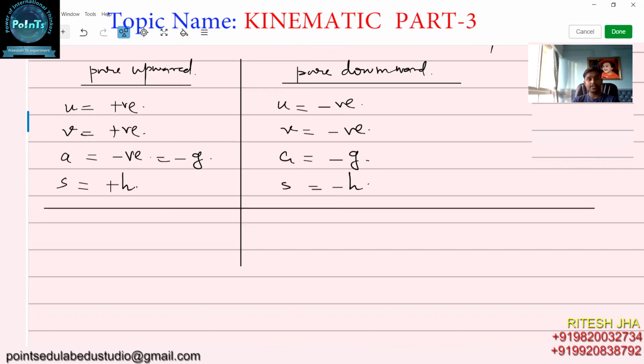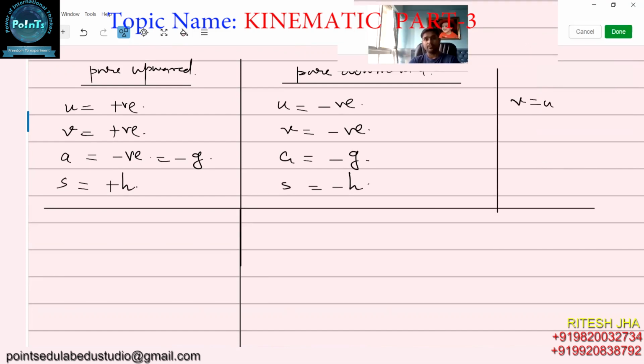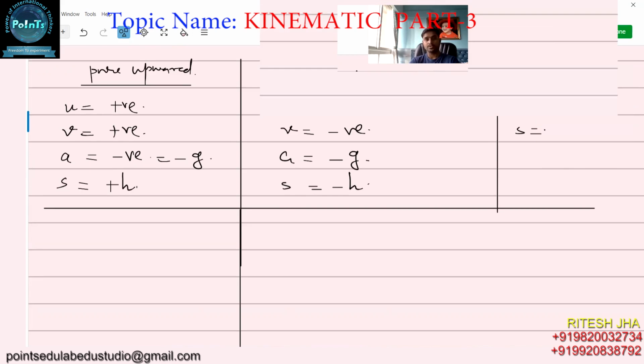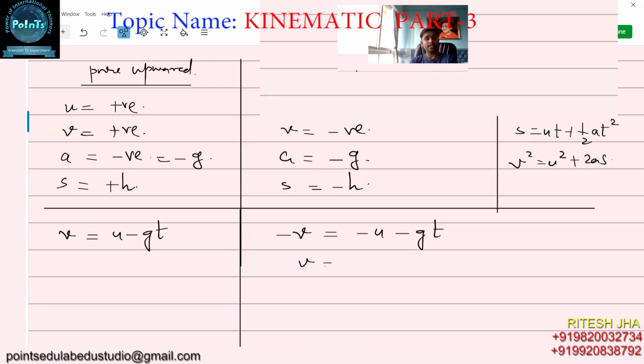Now the thing is, when I'm applying those three equations of motion which we have, v equals u plus at, s equals ut plus half at squared, and v squared equals u squared plus 2as. So let's consider the very first equation. That will become v equals u minus gt, agree? For the upward motion. For the downward motion, this will be minus v equals minus u minus gt. So mathematically, you can write this as v equals u plus gt, like that.